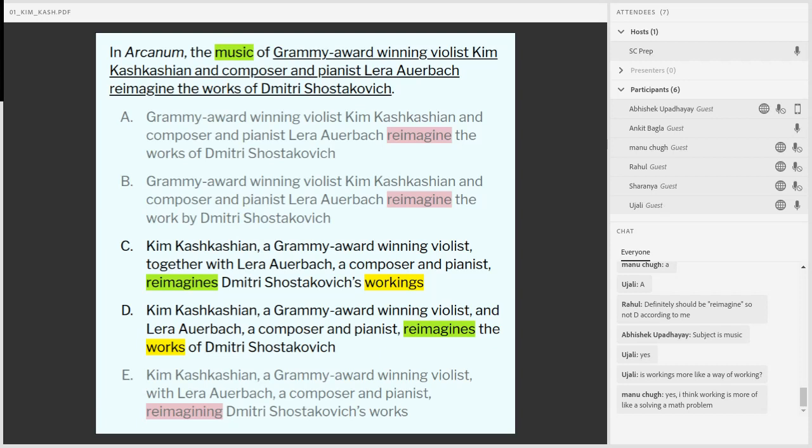All right. What do you guys think? I think Ajali asked a good question. Yeah, go ahead. We have to give equal weightage to Kim and Lera, and the word and would be apt, because if we go with together with, the main focus is on Kim. The primary is Kim, and the secondary is Lera. But the music of both has equal weightage, so and will work aptly. Got it. Right. So the music of Kim together with Lera reimagines something, right?